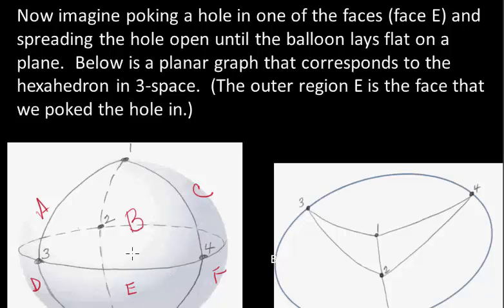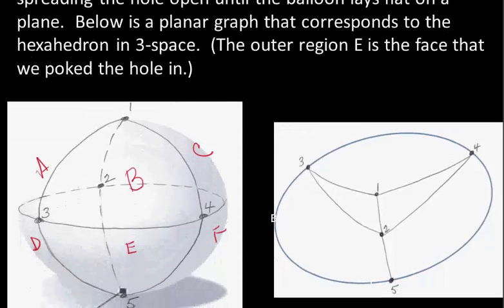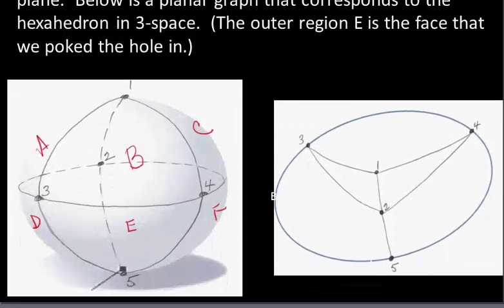Now imagine taking this balloon and cutting a hole in one of the faces and spreading that hole open and spreading and stretching and spreading until it laid flat, until it became a plane, and the drawing on the balloon would become a planar graph. Let's see how that would happen here. Let's take our hole in face E.